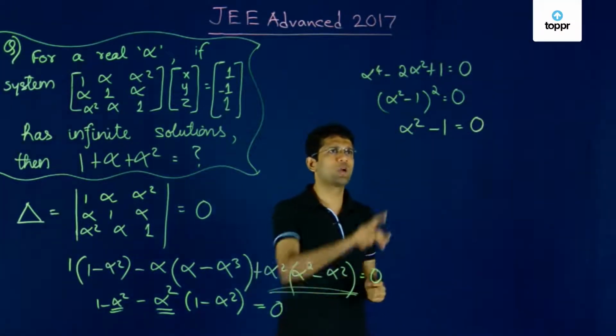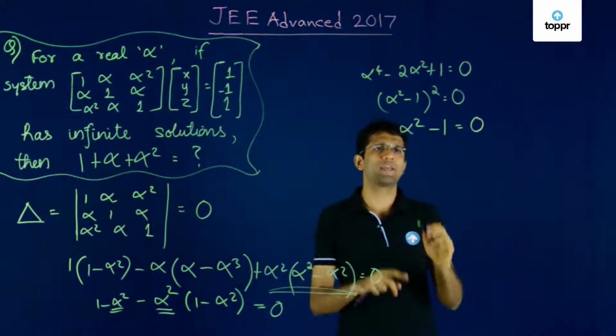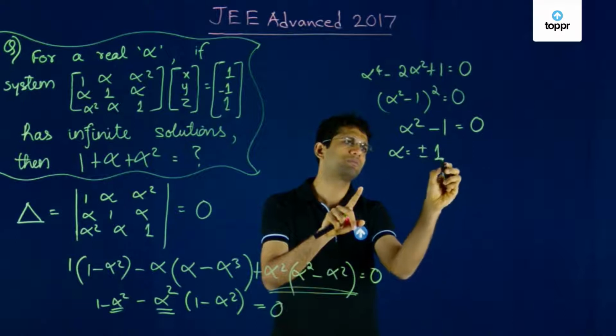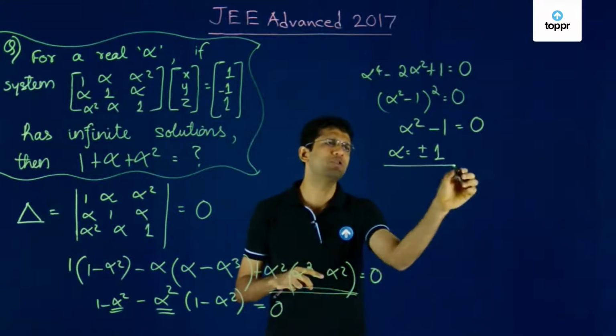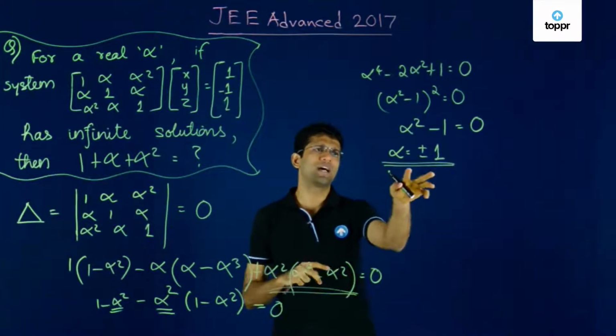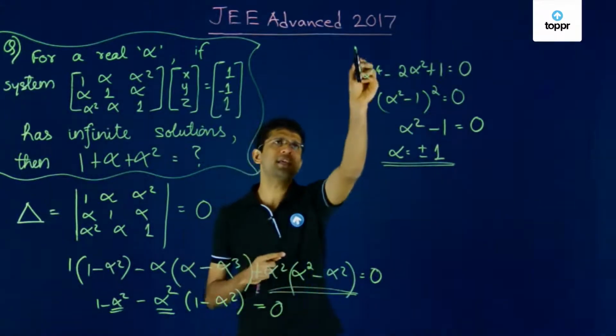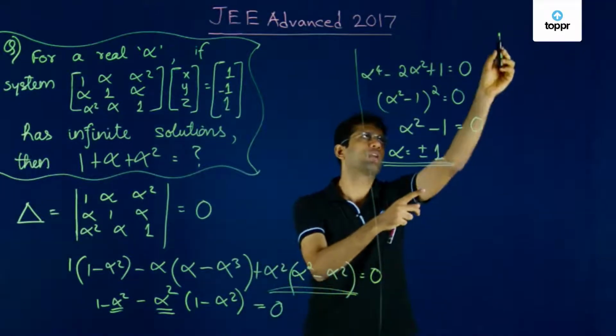What this means is, because alpha square minus 1 is equal to 0, we can now say that alpha is equal to plus or minus 1. So we have now obtained these two possible values of alpha, that is, alpha can be plus 1 or alpha can be minus 1. Now, let us check these two values and see what they give us further.